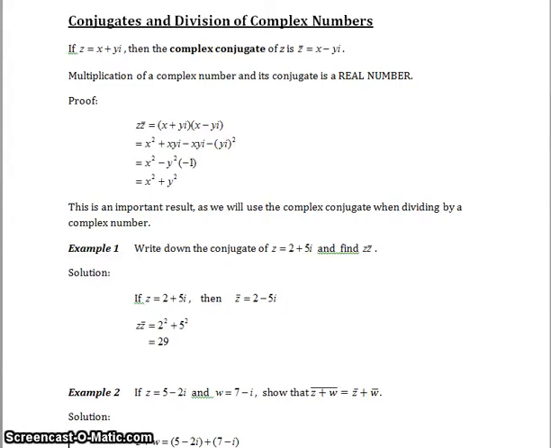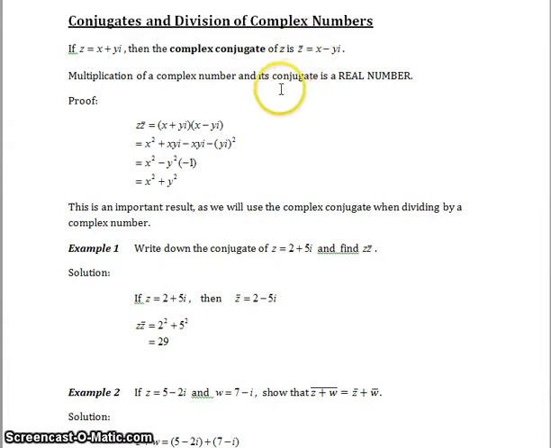Now, in order to do division of complex numbers, we need to explore this idea of the complex conjugate a little more. We've already seen in a previous example that when you multiply a complex number by its conjugate, if we've got z equals x plus yi, then its complex conjugate is x minus yi, and the complex conjugate is denoted by z with a little bar over the top.